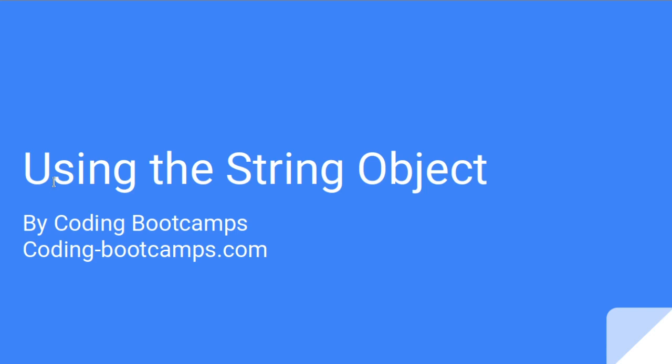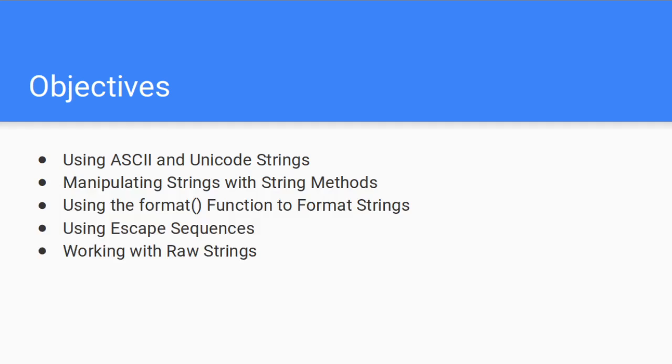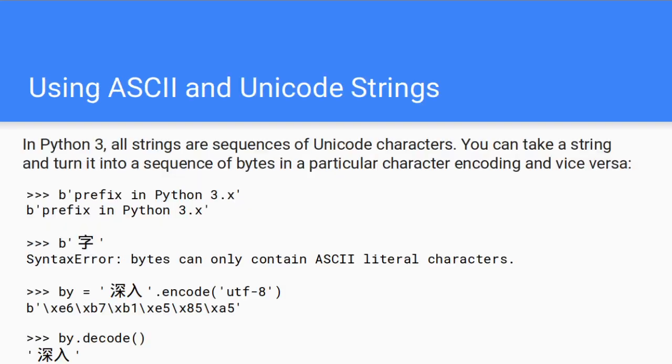So let's get started by taking a look at the objectives of this video. We're going to be using ASCII and Unicode strings, manipulating them with the string methods like format, and taking a look at some escape sequences and how to print them with raw strings.